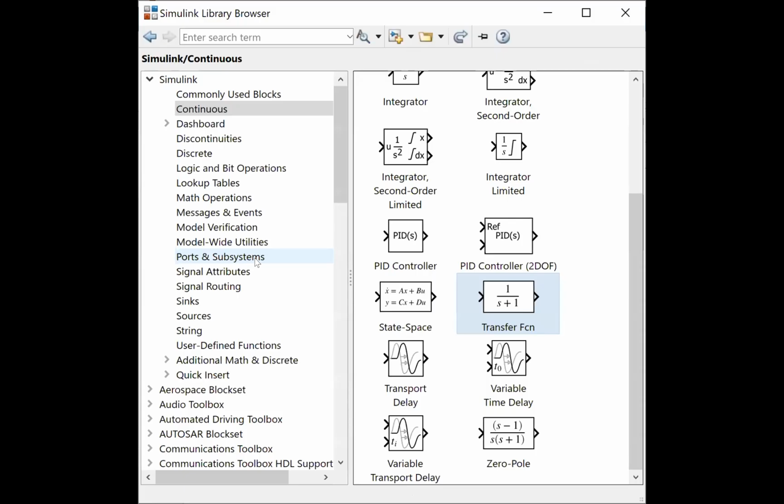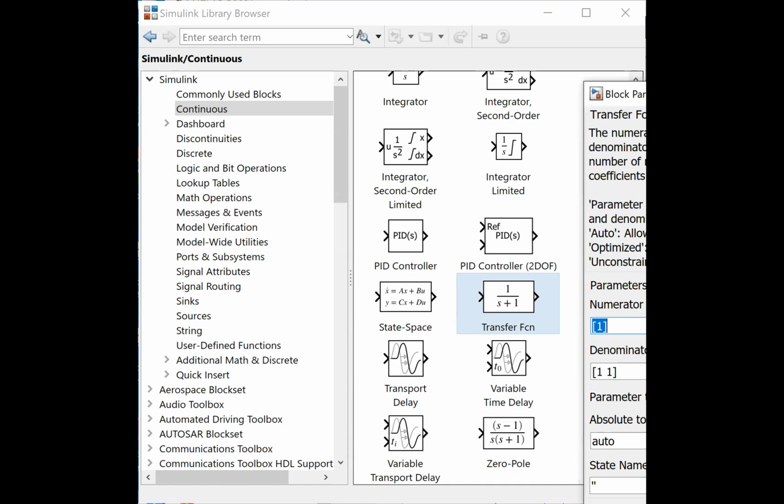So please, students who are online or on Zoom, go to continuous in the Simulink library browser, grab this transfer function block and drag and drop onto the canvas. And once you have this transfer function block, double click on it. And what you see here is you have some numerator coefficients. You have some denominator coefficients.